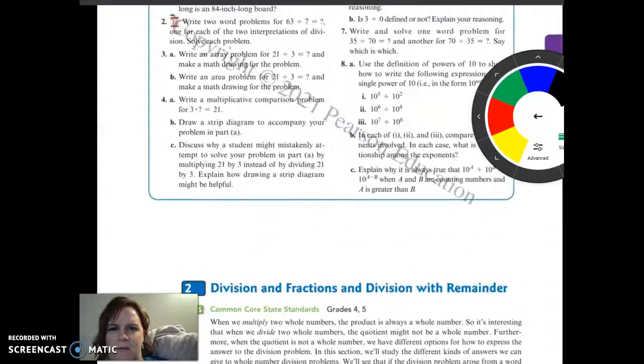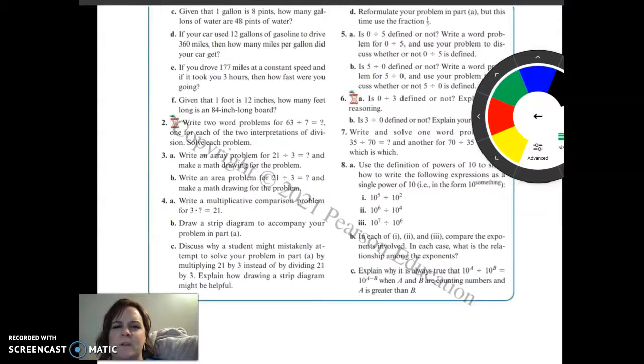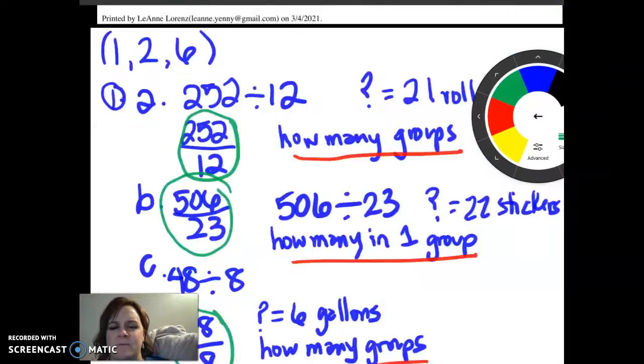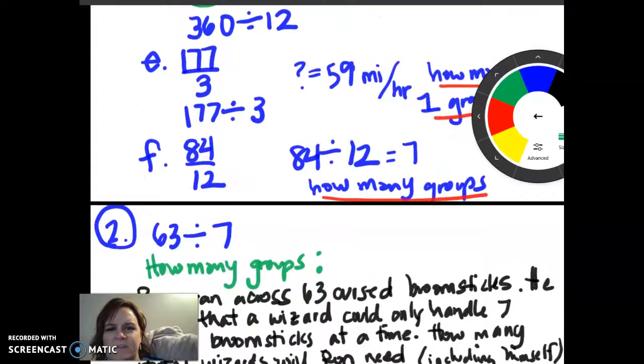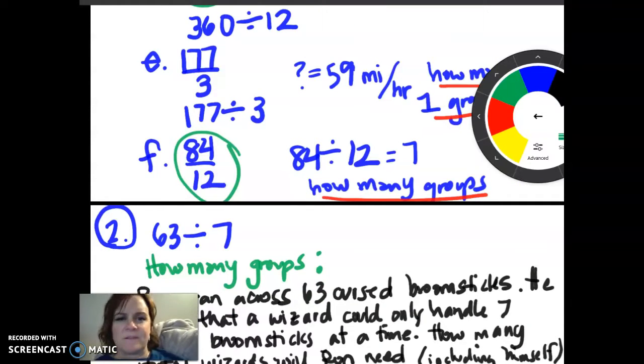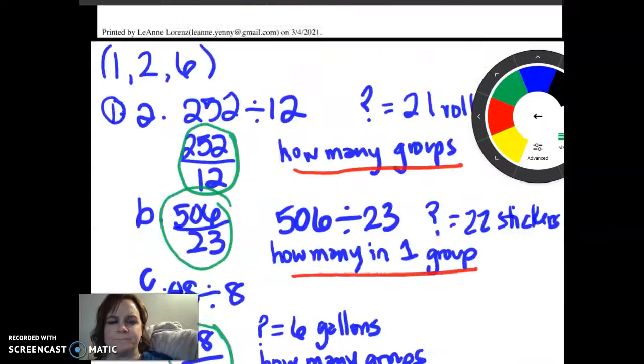And the last one, F. Given that 1 foot is 12 inches, how many feet long is an 84-inch long board? So of course this is just 84 twelfths, or 84 divided by 12, which is 7 feet, and this is a how many groups problem.